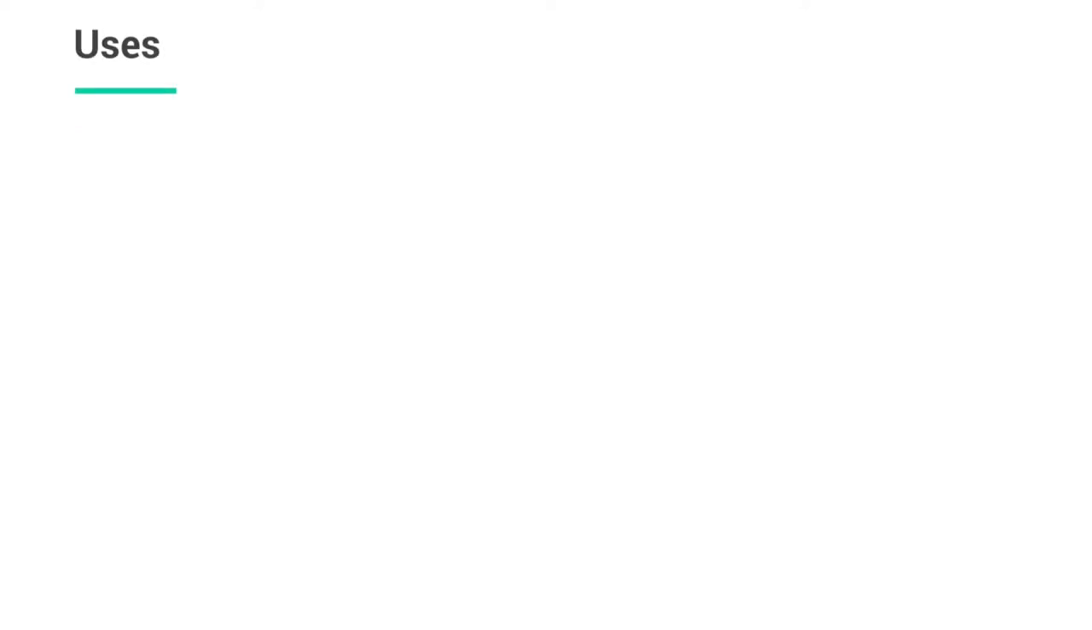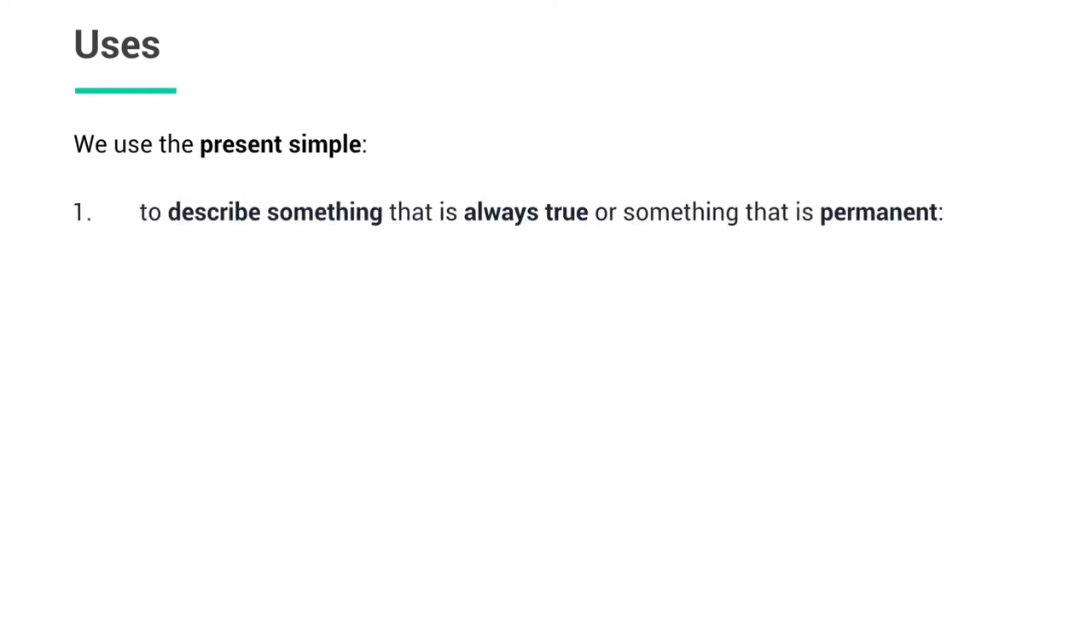Okay, now you know all three forms of the present simple. Do you know when you should use it? Well, we often use the present simple to describe something that is always true or something that is permanent. For example, children learn languages more quickly than adults. That is a fact. So we need to use the present simple in this case.